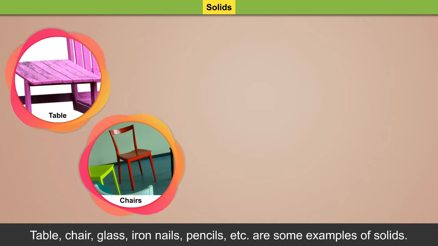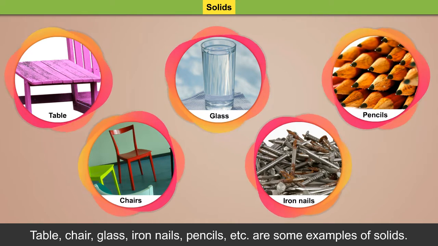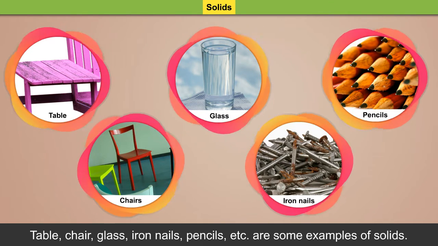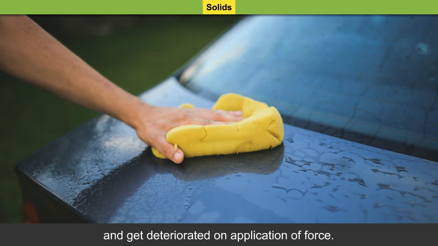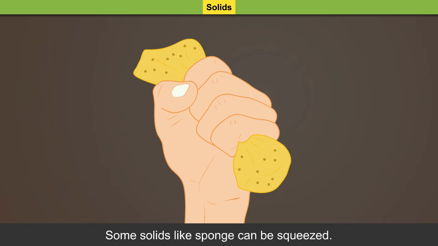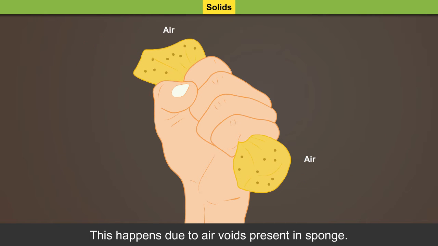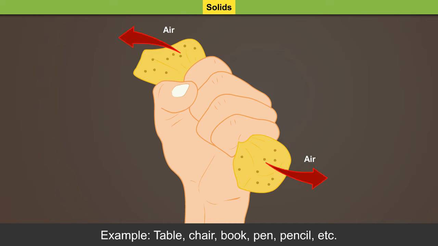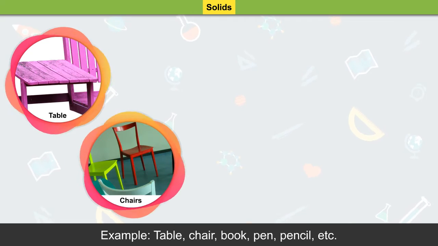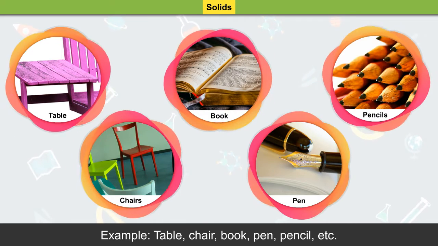Table, chair, glass, iron nails, pencils, etc. are some examples of solids. Some solids of lower strength or soft solids deviate from their original shape and get deteriorated on application of force. Some solids like sponge can be squeezed. This happens due to air voids present in sponge. While squeezing sponge, we actually squeeze out air from it. Example: table, chair, book, pen, pencil, etc.